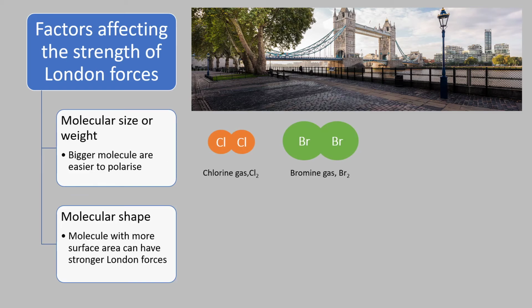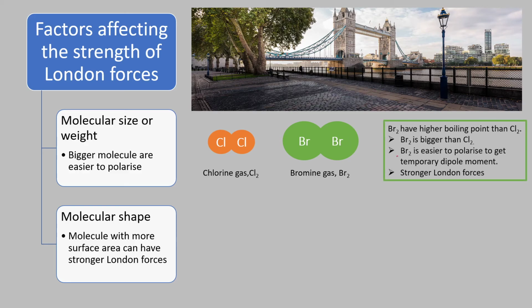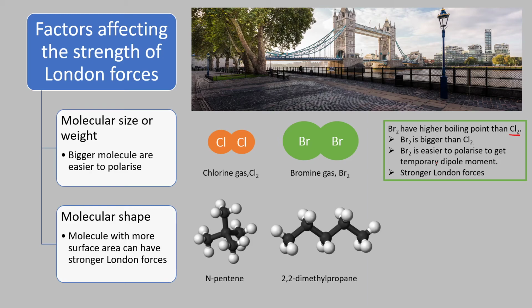So contohnya kalau perbezaan between chlorine and bromine. Okay, bromine is bigger than chlorine. So elektron dekat bromine easier nak rentas dia punya negeri dia. So bromine has a higher boiling point than chlorine sebab dia easier to polarize. Okay, not only the size of the molecule and the weight, we also look at the shape.